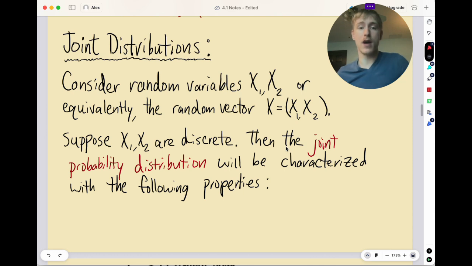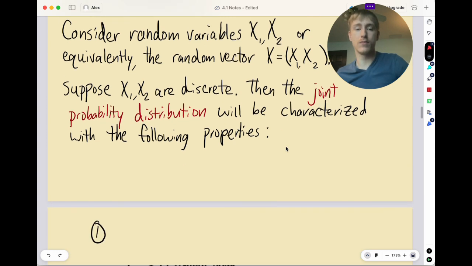So first we're going to consider random variables x1 and x2, or equivalently, we can consider the random variable x, which is just an ordered pair of random variables. We're going to start off by thinking about discrete joint distributions, and we're going to define the joint probability distribution as having the following two properties.